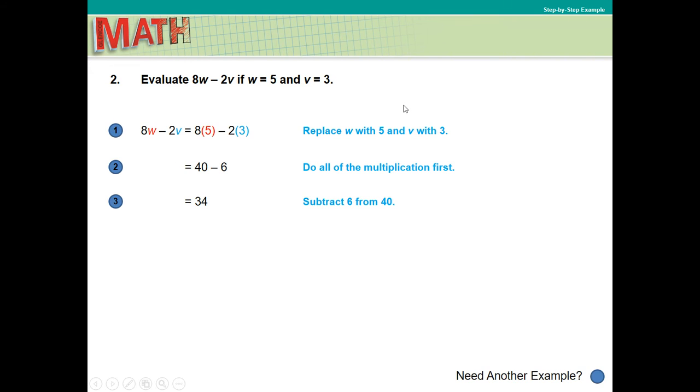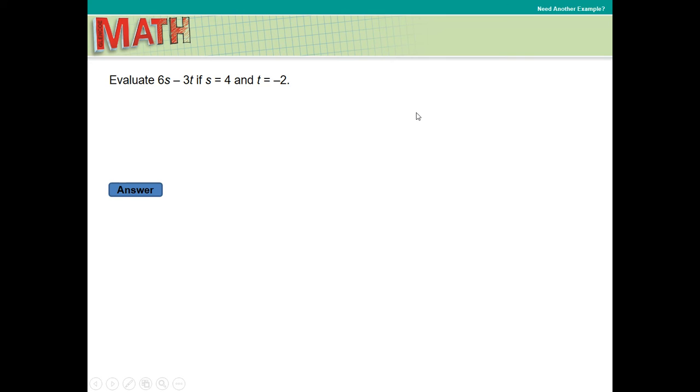Okay, you do one. 6s minus 3t if s equals 4 and t equals -2. Don't forget to put parentheses for the s and the t, and then plug the numbers in, the 4 and -2. Pause it, solve it. Welcome back. Should look like this. 6 times 4 minus 3 times -2. 24 minus -6. Again, we're doing 3 times -2 is -6.